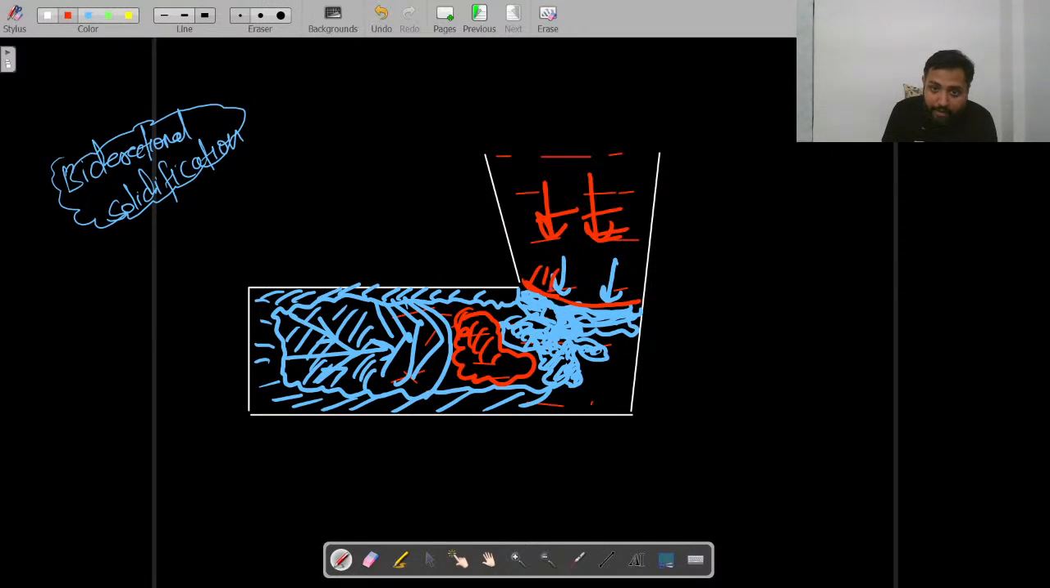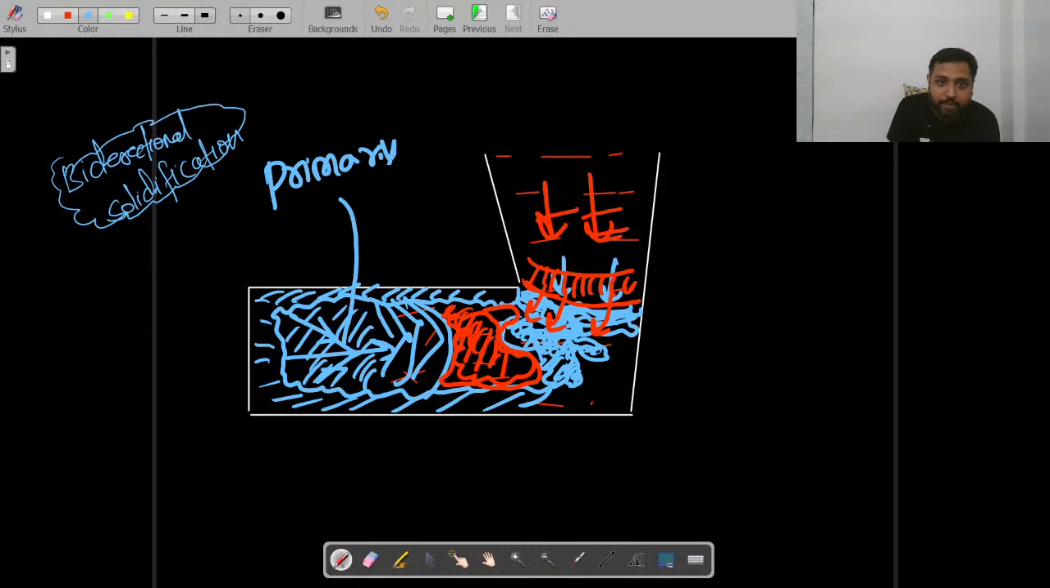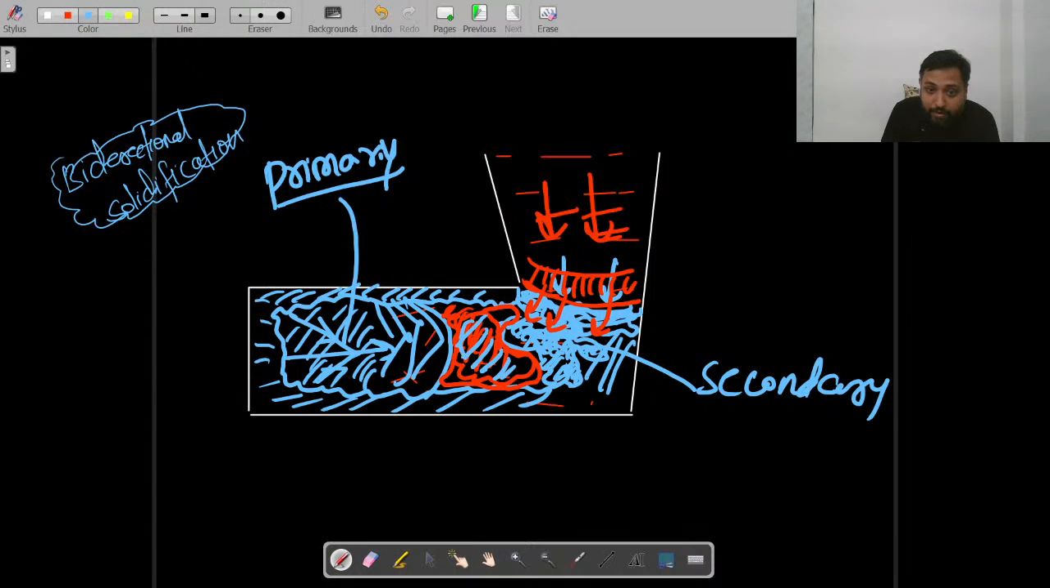So even though molten metal is present here, this molten metal cannot come back to compensate for the shrinkage which will happen in the space between the primary solidification front and the secondary solidification front. Ultimately this is going to solidify, but as it solidifies, there will be some reduction in volume, and that reduction, let me show you like this.